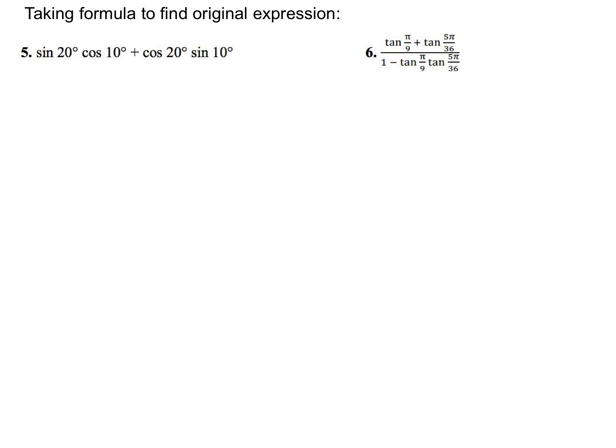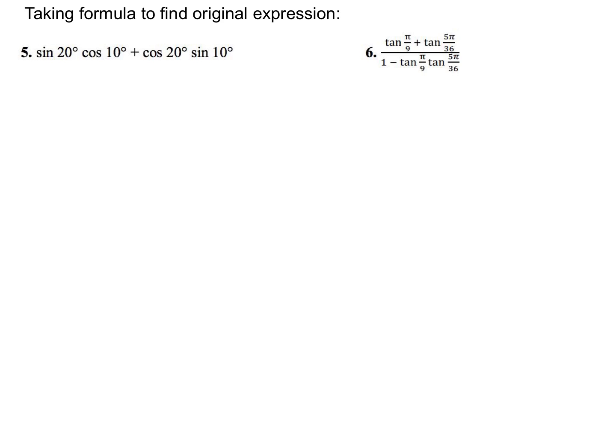Okay, now we're going to be looking at taking our formula to find this original expression. So we have the formula set out. We need to go ahead and solve it. So we see that we've got sine 20 cosine 10 plus cosine 20 sine 10.